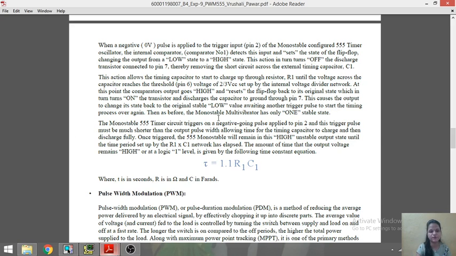This is why the monostable multivibrator has only one stable state. Also here is the T formula: T = 1.1 R1 C1.